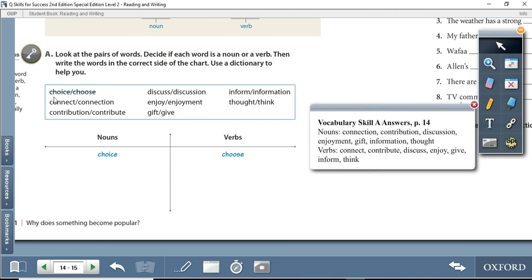So, the first example is already done. Choice is a noun and choose is a verb. Then connect, verb, connection, noun. Contribution, noun, contribute, verb. Discuss, verb, discussion, noun. Enjoy, verb, enjoyment, noun. Gift, noun. Give, verb. Inform, verb, information, noun. Thought, noun. Think, verb.